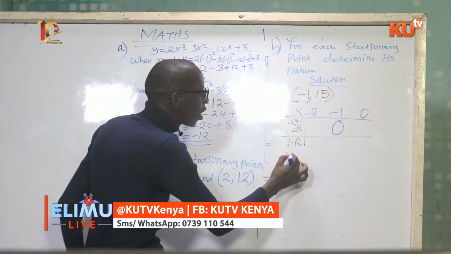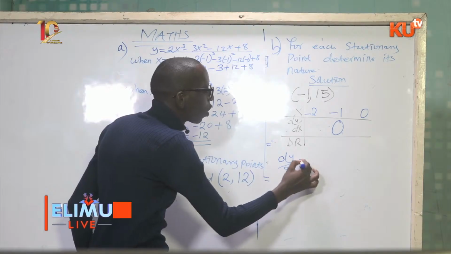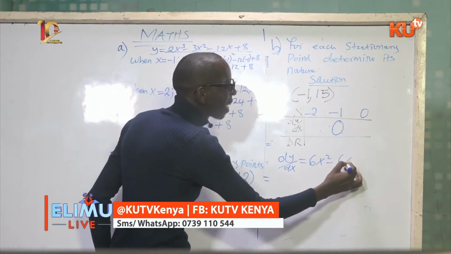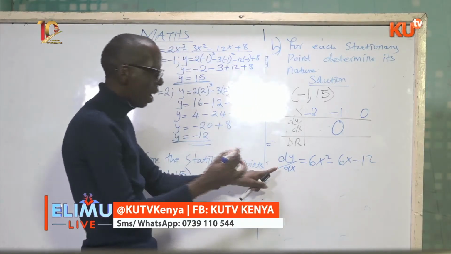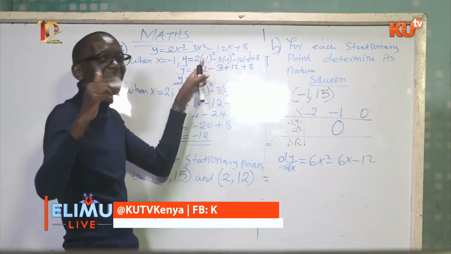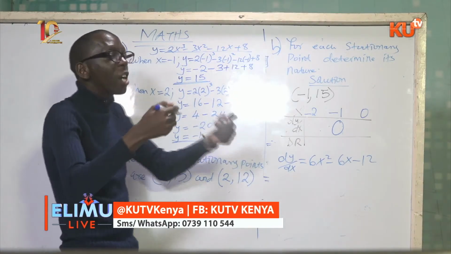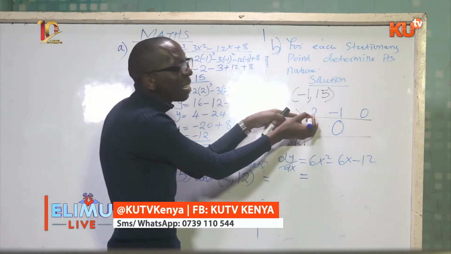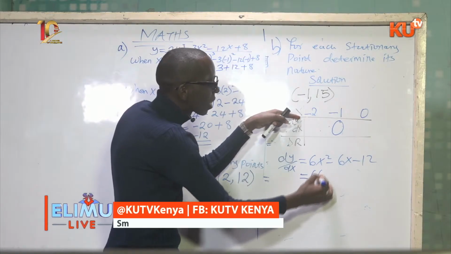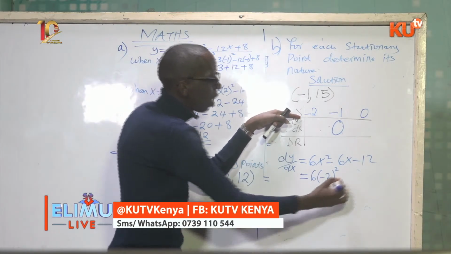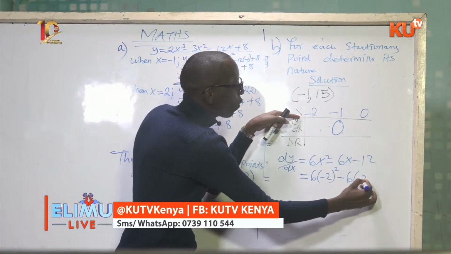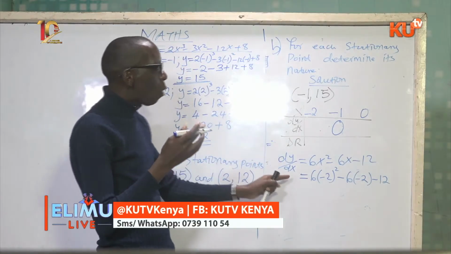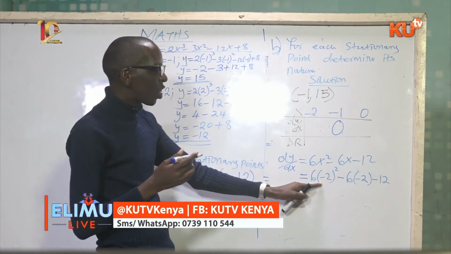Take your dy over dx function, the one we differentiated. It was 6x squared minus 6x minus 12. Take this one, not the original one of y. Take the one you differentiated. Where there is x, you replace with negative 2. So we'll have 6 negative 2 squared minus 6 negative 2 minus 12. I've said where we have x, we replace with negative 2.